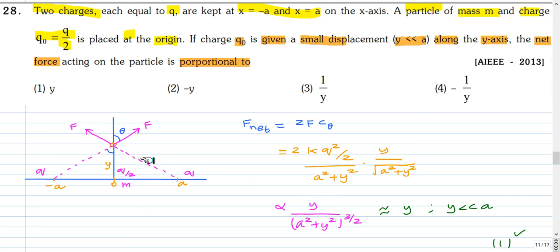So this distance is a square plus y square, and this angle is theta, so this angle is also theta, and this angle is also theta. So cos theta is this distance, that is y, divided by the hypotenuse, that is square root of a square plus y square. So if you leave out the constants, the force is proportional to y divided by (a square plus y square) to the power 3 by 2, and we have to use the approximation that y is much smaller compared to a. So this is approximately y. So the net force is proportional to y. Correct option is option 1.